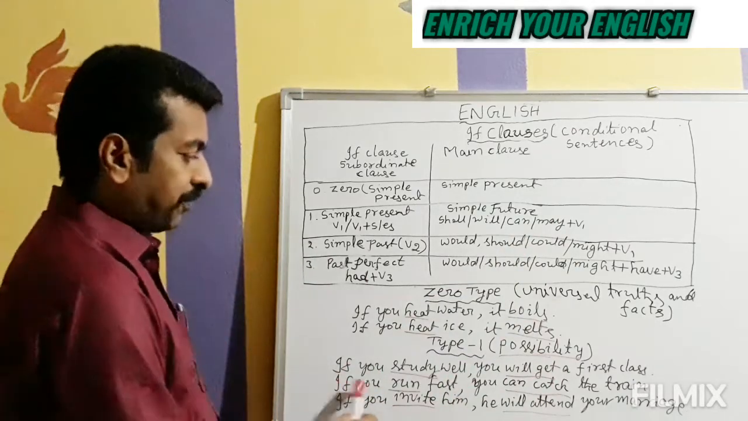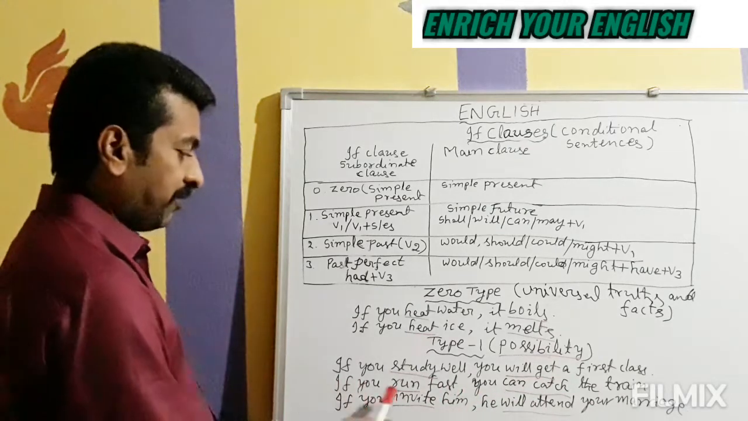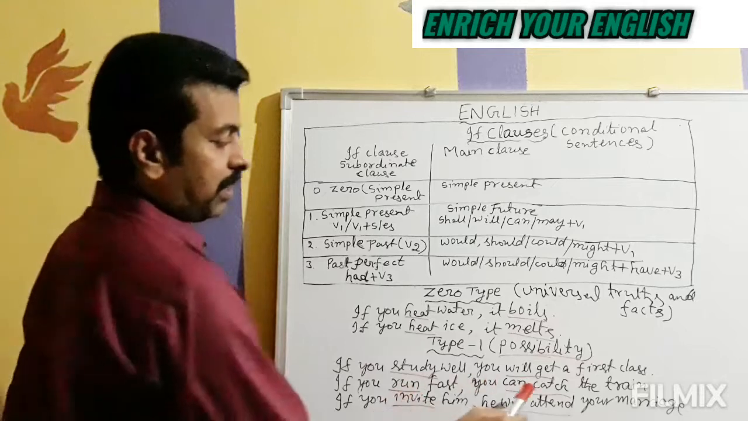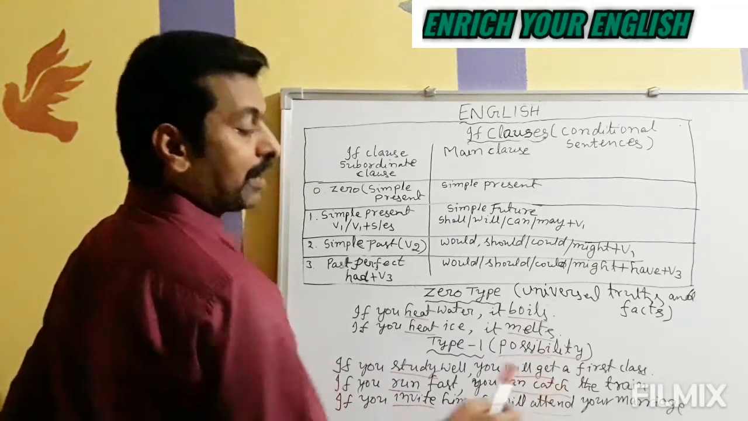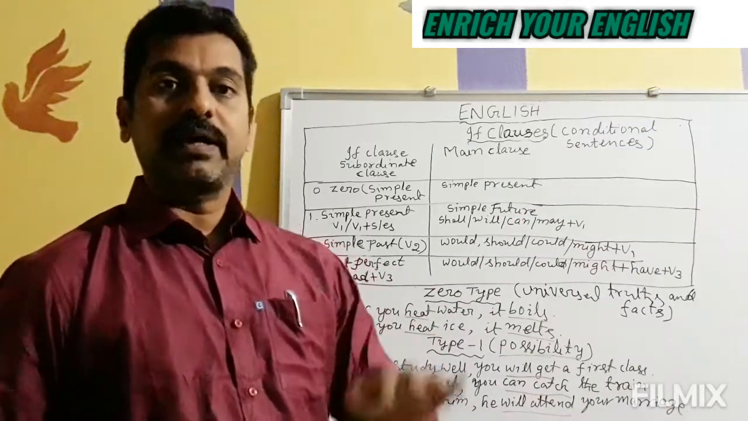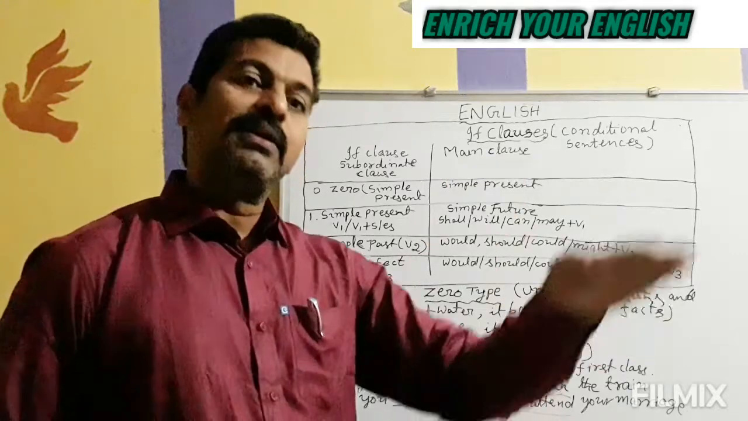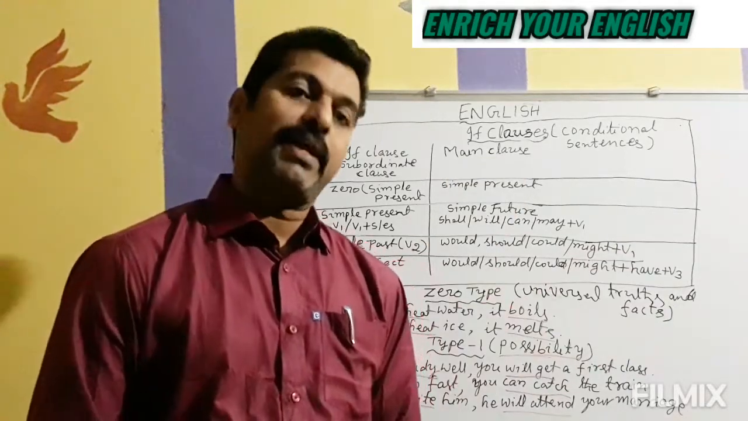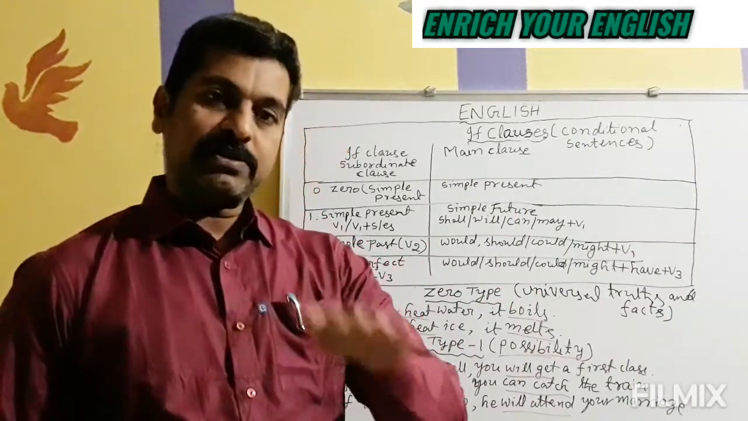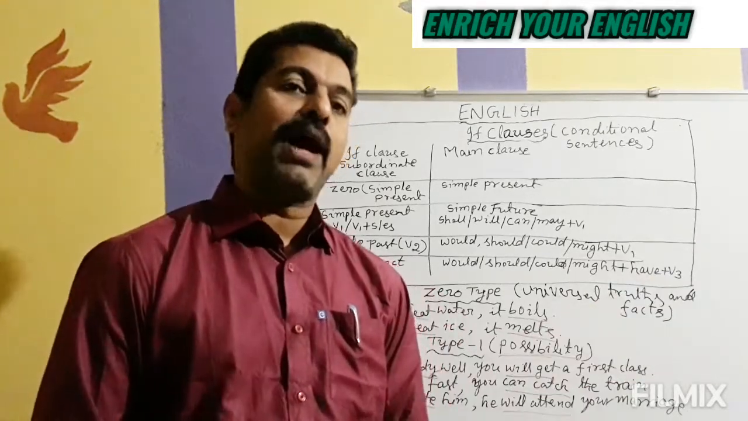Second, if you run fast, you can catch the train. Here run is V1, and can catch is simple future. The condition is, if you run fast, there is a chance of catching the train. If you satisfy the first condition, there is a chance for the second action to happen.